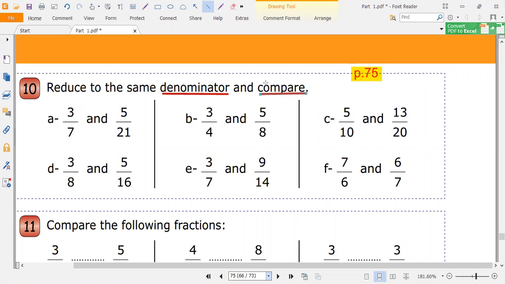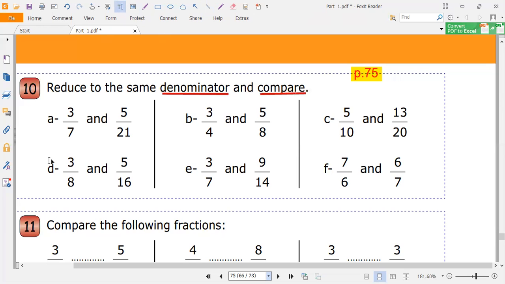Because we know that we cannot compare two fractions if they don't have the same numerator or the same denominator. So here we have to reduce to the same denominator. Look here, we have 3/7 and 5/21. They don't have the same numerator and they don't have the same denominator. So what we have to do is reduce them to the same denominator. We have to make them fractions with the same denominator. Then we have to compare them.